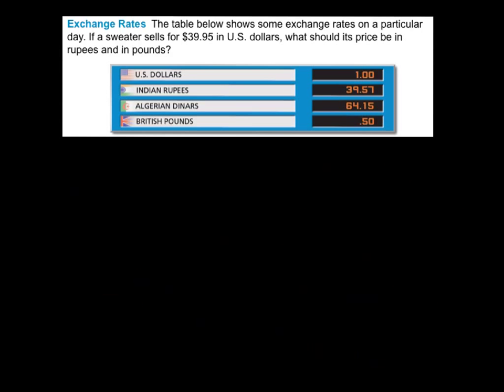All right, next problem. We do this a lot in exchange rates. The table below shows some exchange rates on a particular day. If a sweater sells for $39.95 in the U.S., what price should it be in rupees and in pounds? So first of all, we got $39.95. The dollar sign is my unit, and the first time I want to change it to rupees. So we know that for every dollar we have 39.75 rupees.